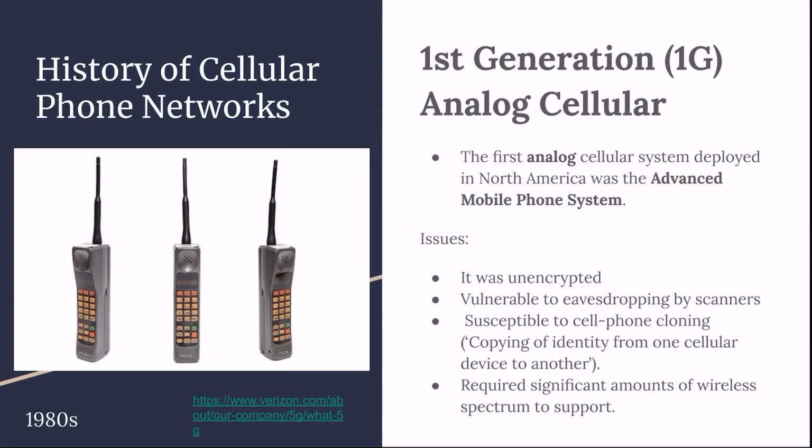So, the history of cellular phone networks. First, we have the first generation, analog cellular. This was in the 1980s, and I have a little image of what one of the phones might have looked like. The first analog cellular system deployed in North America was the Advanced Mobile Phone System, or the AMPS.